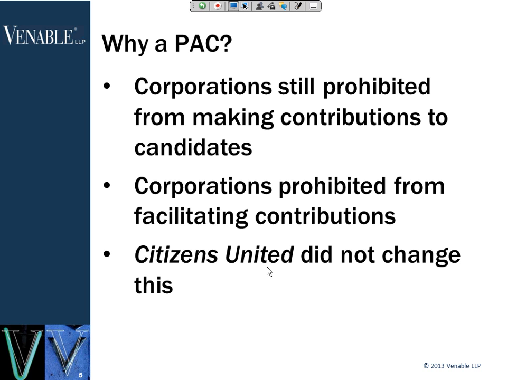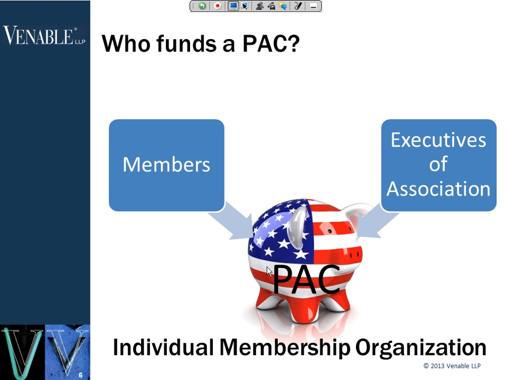So who funds a PAC? Well, again, it can't be the trade association general treasury because corporations can't make contributions, but certain individuals may be solicited for PAC funds within your organization. And we're going to talk first about individual membership organizations. So in that case, for that kind of organization, you can raise money for your PAC from your executives and from individual members and from members of their immediate families. You can also solicit your board members if they receive a stipend or a fee for serving on the board or otherwise qualify as an individual member. So that's where the money comes from to make PAC contributions.